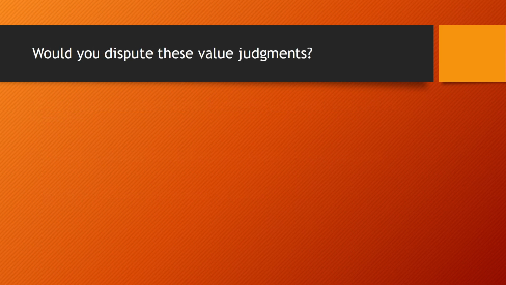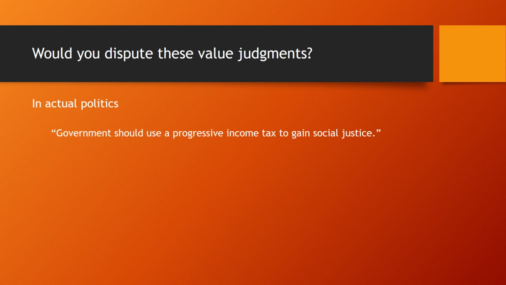So I wonder, you need to think about this idea of Pareto optimality, and since this is normative, when we make value judgments, I want you to consider, would you dispute these value judgments? Now, in actual politics, many people would apparently dispute these value judgments. For example, many people in politics, and talking about politics and government, might say something like, government should use a progressive income tax to gain social justice.